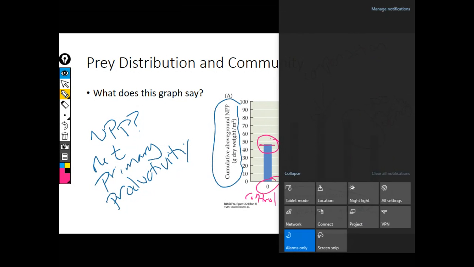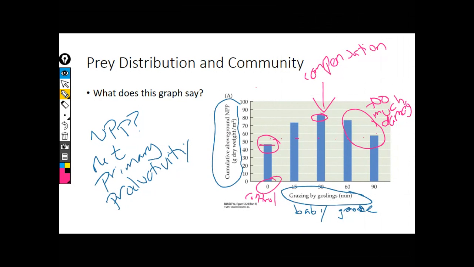Crazy evil goslings. Go away. Just pretend there's an E there. I can get it on the board. There we go.